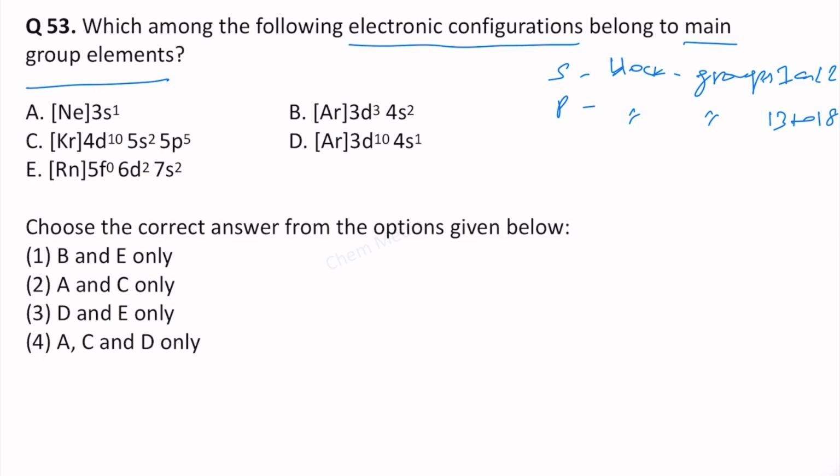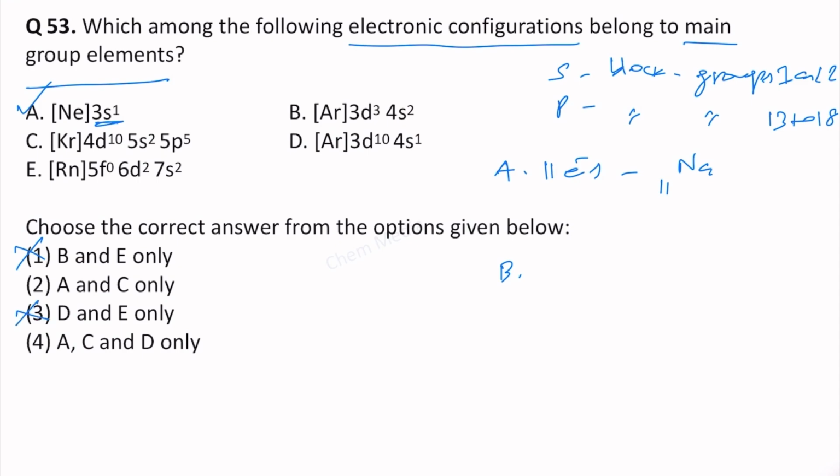So let's check the electronic configurations one by one. In A we have neon, that means 10 electrons, and then 3s1, therefore total 11 electrons. This means that it is sodium because atomic number of sodium is 11. So in a neutral element, number of protons and number of electrons will be equal. So A is a S block element. We have 3s1. It belongs to group 1. So A should be there. This means 1 is wrong, 3 is also wrong.